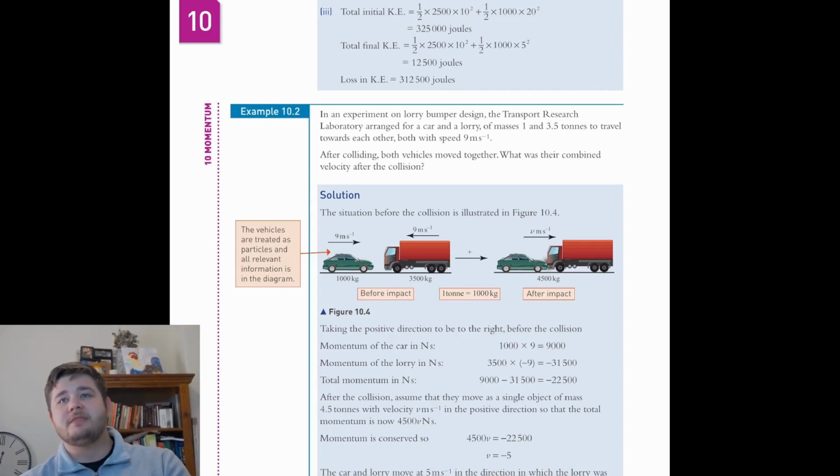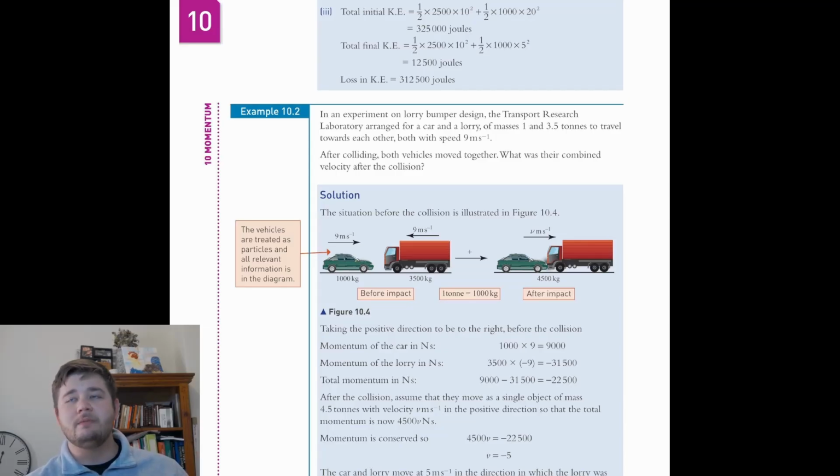They are going to define the momentum of the car, in Newton seconds, as 9,000, just simply being 1,000 multiplied by 9. The lorry being 3,500 multiplied by -9, since it's traveling to the left. And that together gives me -31,500. Our total momentum, therefore, is -22,500, or 22,500 Newton seconds to the left. After the collision, we will assume that they move together, just as we did in our earliest example.